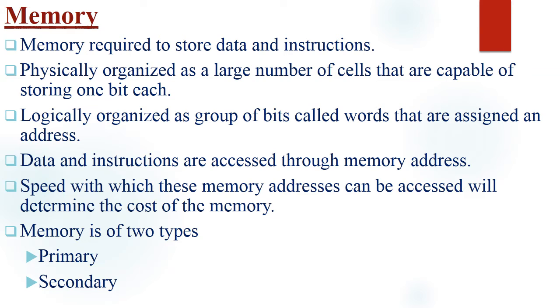It means if access speed is fast, then it will be expensive. If access speed is slow, then it will be cheaper. A memory is of two types, primary and secondary.